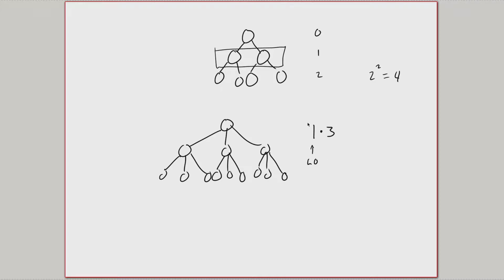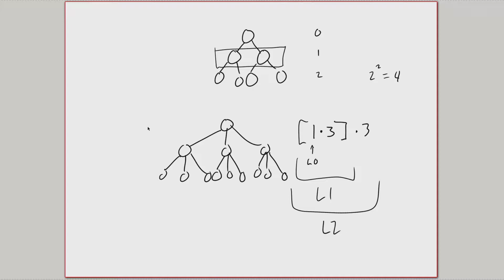So this number here is the number of nodes at level 1. How many nodes are at level 2? Well, it's this number times 3. So that's the number of nodes at level 2. And you might notice that what we're really computing here is just 3 to the power of whatever level we're going to.